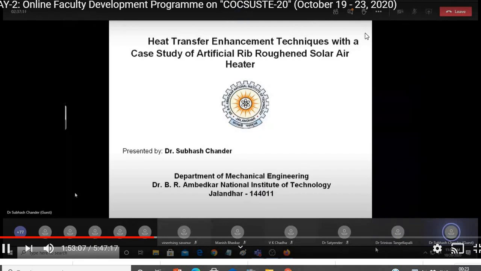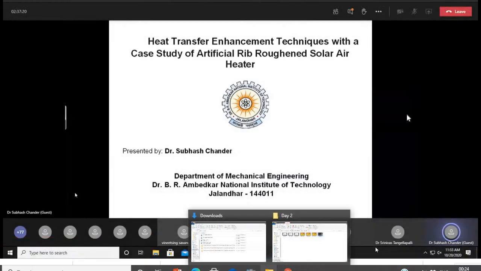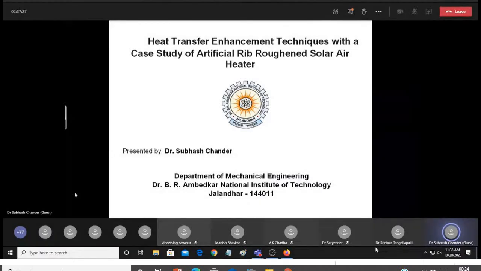In case of solar energy, we directly tap the solar energy and utilize it for some useful purpose. So there the performance of the device plays a very vital role. I am going to discuss in my presentation the different techniques which we can employ for enhancing the performance of any solar device or solar air heating device, or in general any device which is basically transferring the heat from one zone to another zone.